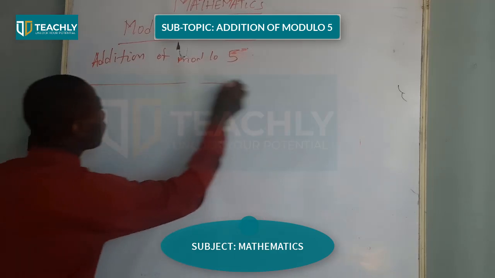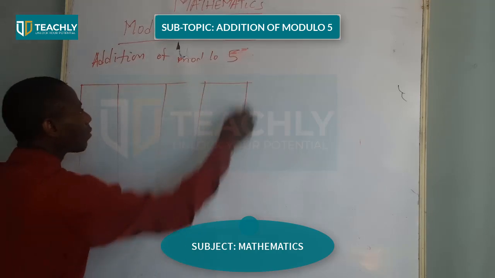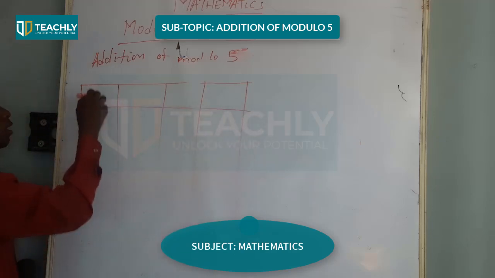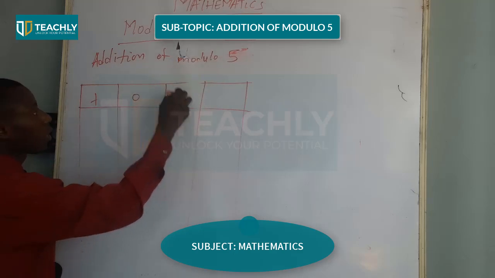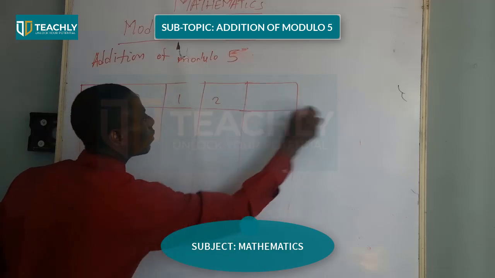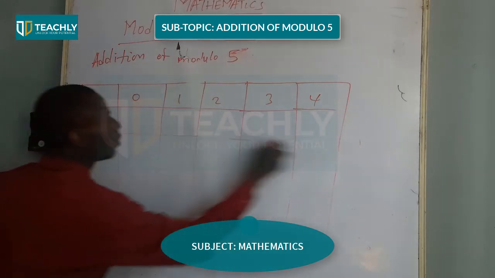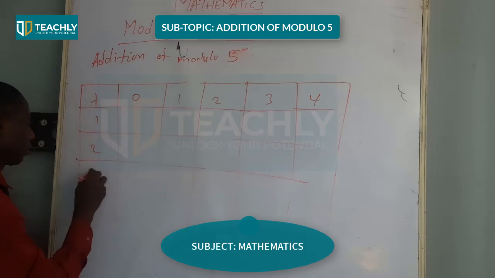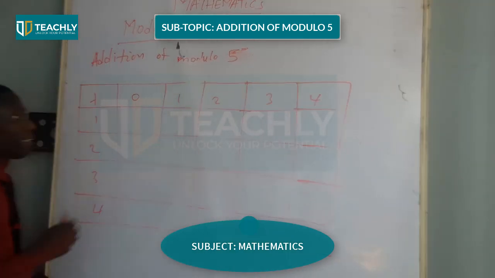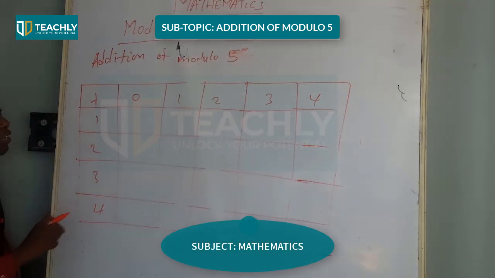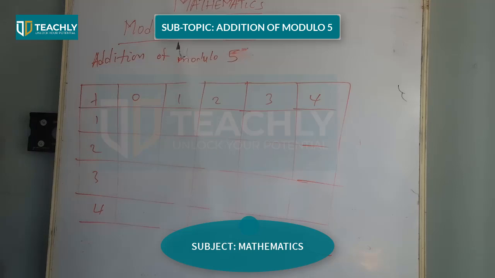For modulo 5 in tabular form, it will look like this. You are going to arrange your numbers. Here you have your plus, modulo 5. Here you have your 0, 1, 2, 3, and 4. Likewise, here you have your 1, 2, 3, and lastly 4. If you are performing addition in modulo 5, don't forget we have digits from 0 to 4. Let's perform the operation in modulo 5.